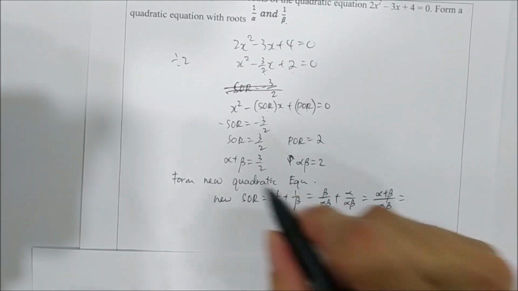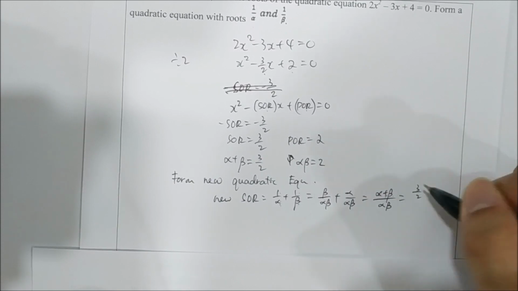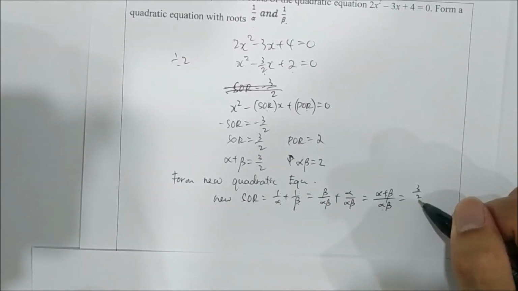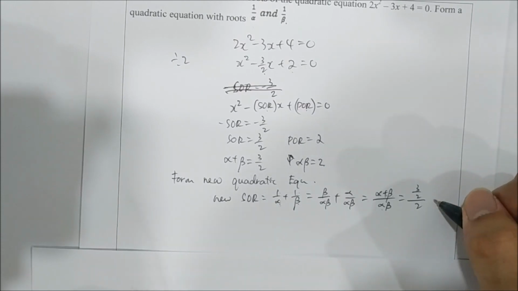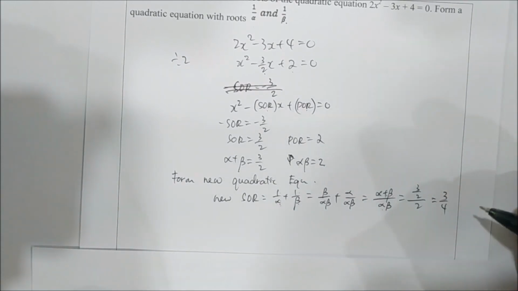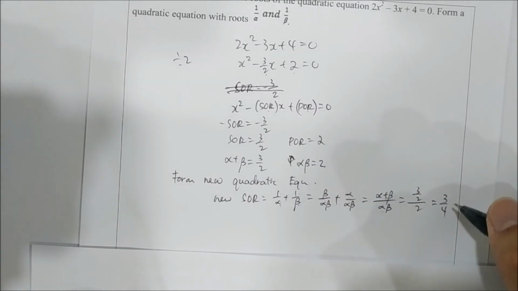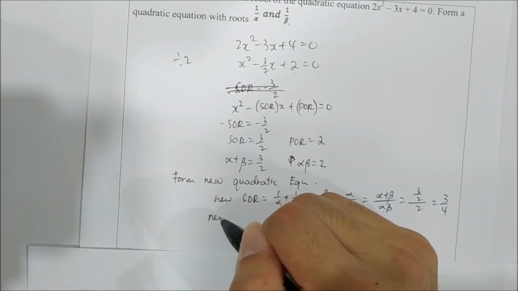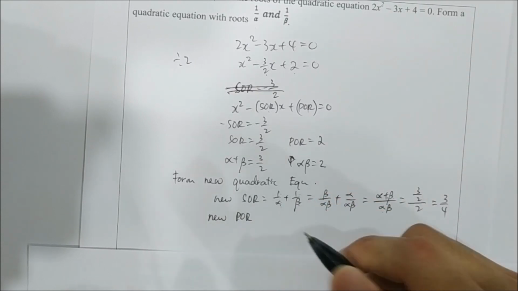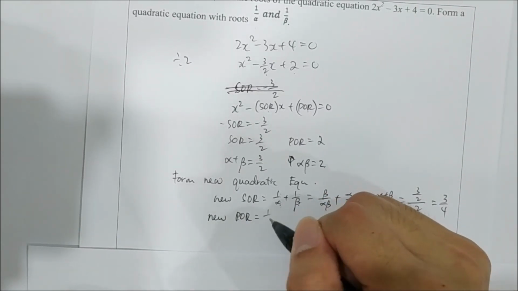So the alpha plus beta is this, 3 over 2. Alpha beta is 2. So 3 over 2 divided by 2, you get 3 over 4. So 3 over 4 is the new sum of roots. Then we find the new product of roots, which is 1 over alpha times 1 over beta.